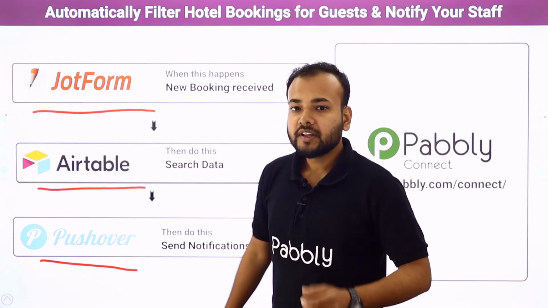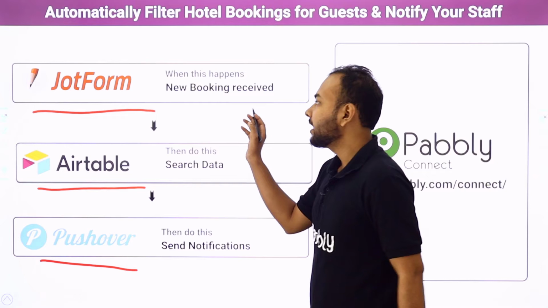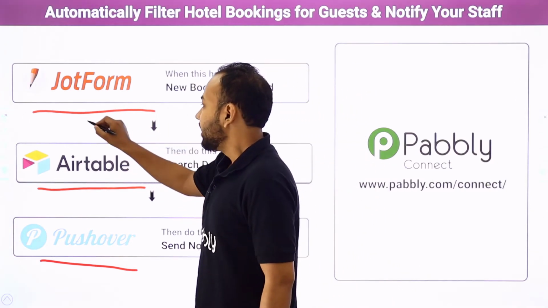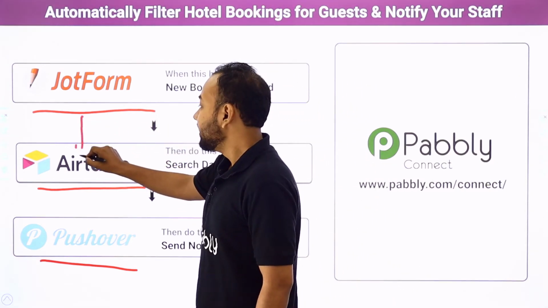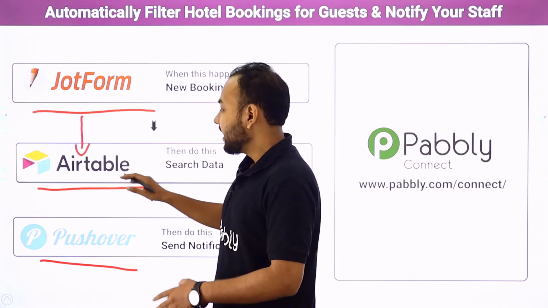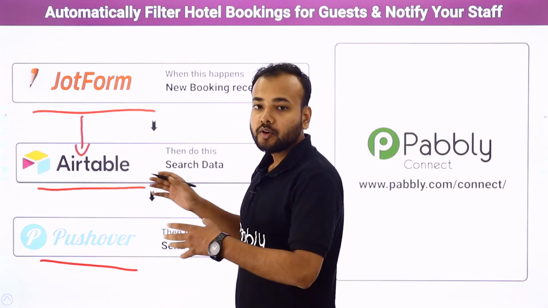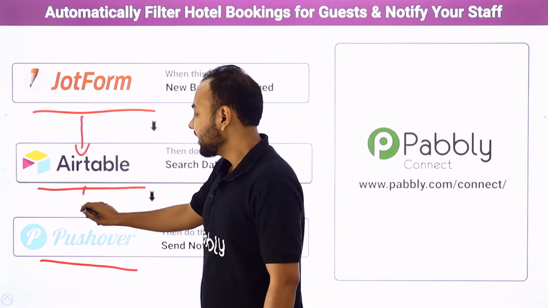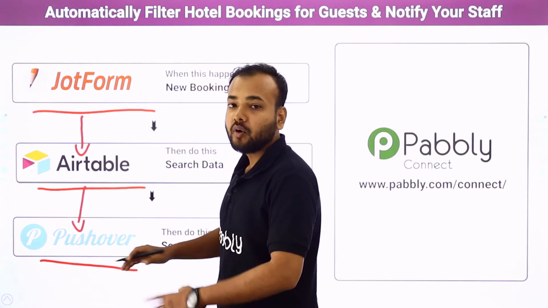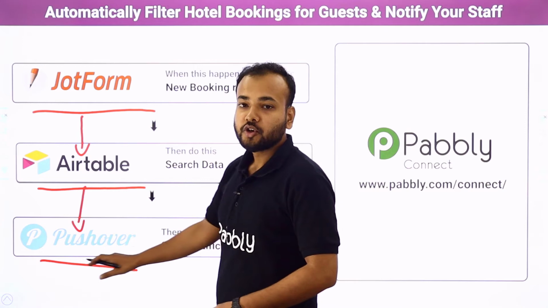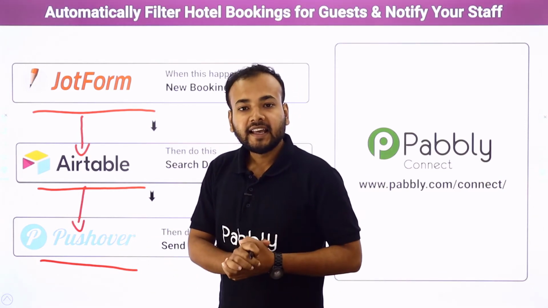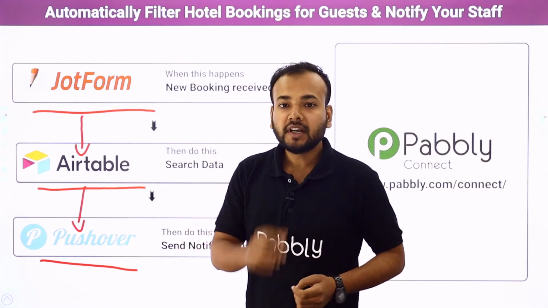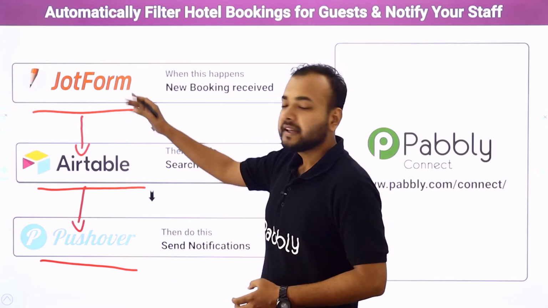What if I tell you that as and when you receive a new booking here in JotForm, the data gets automatically filtered out from Airtable, and if the person turns out to be from the blacklist, a push notification gets automatically delivered to all your staff from the Pushover application. Yes guys, this can happen, and this can be done by connecting these three applications.